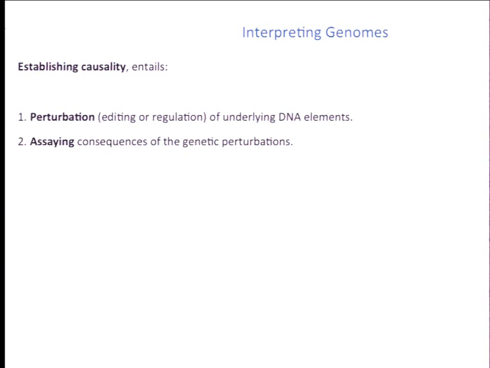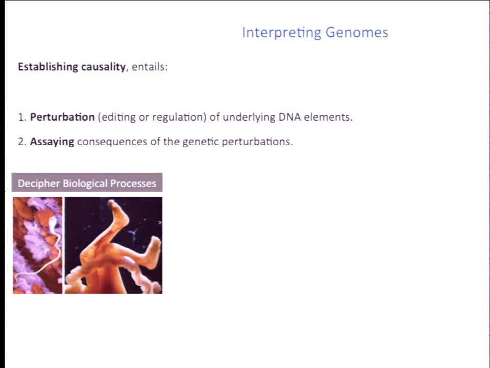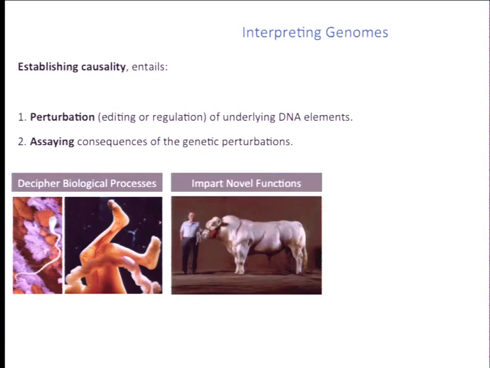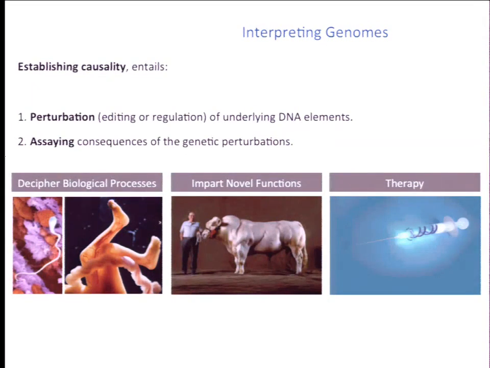And second, to be able to develop methods to assay the consequences of these genetic perturbations. So we really need tool sets on both the ability to perturb DNA as well as to be able to assay the consequences of these genetic perturbations. And if there are facile approaches on both fronts, not only does it enable us to look at complex biological processes, but potentially to engineer life itself. For instance, we could start to impart novel functions in organisms. And most importantly, one can start to contemplate gene therapy in potentially not the too distant future.